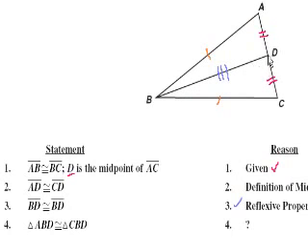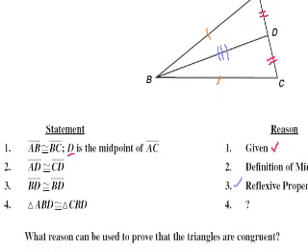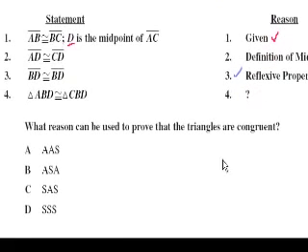Both triangles have a side of length AD or DC. And both triangles have a side of length BA. So all of their sides are the same length. And that's what we know after the first 3 steps. So what reason can be used to prove that the triangles are congruent?